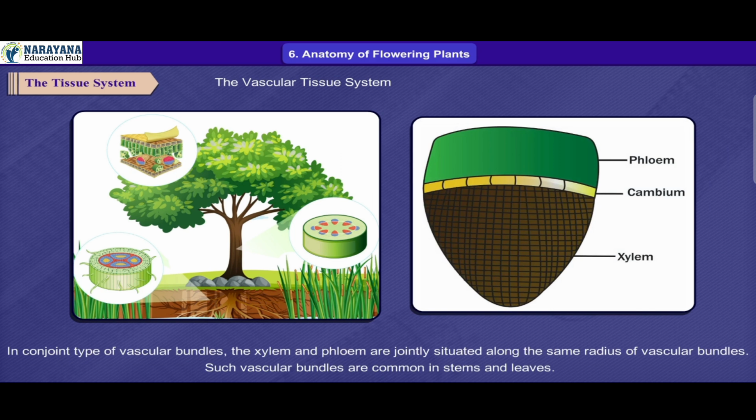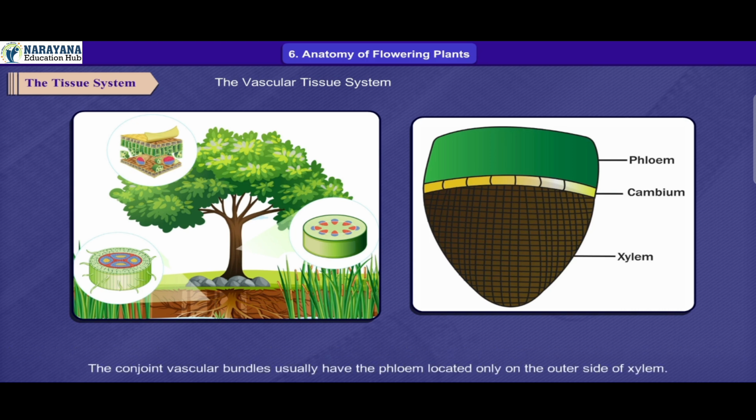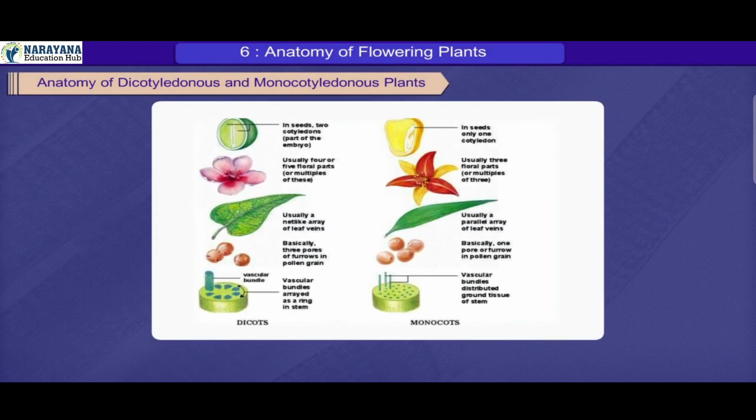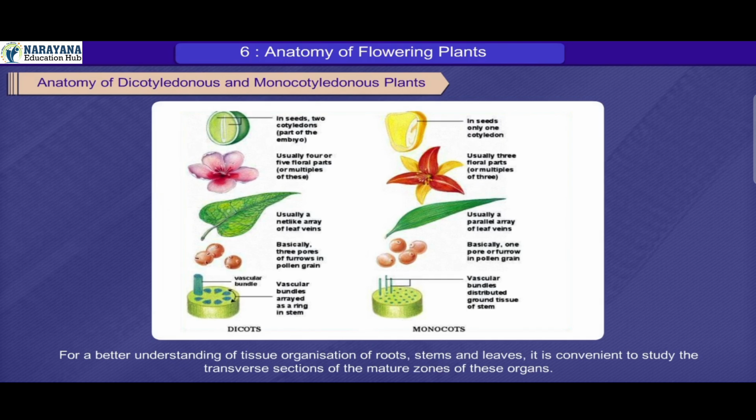In conjoined type of vascular bundles, the xylem and phloem are jointly situated along the same radius of vascular bundles. Such vascular bundles are common in stems and leaves. The conjoined vascular bundles usually have the phloem located only on the outer side of xylem. Anatomy of dicotyledonous and monocotyledonous plants. For a better understanding of tissue organization of roots, stems, and leaves, it is convenient to study the transverse sections of the mature zones of these organs.